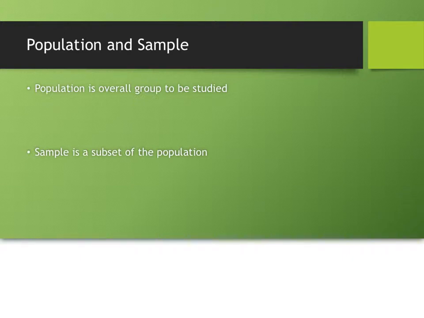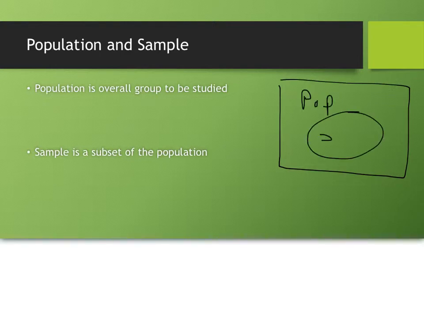Another distinction that we have to look at is the idea of populations and samples. Now, we all think of population as the big set, and a sample being a subset of that. And that's a good way to describe sample. Sample is a subset of the population.